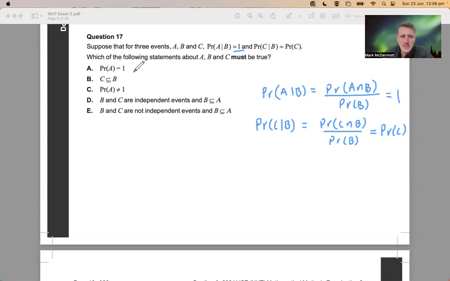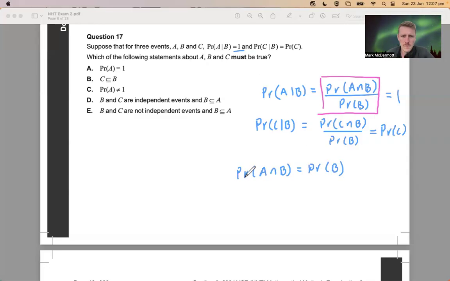Okay, from this top line, we can see that the probability of A and B divided by the probability of B equals 1. So therefore, the probability of A and B equals the probability of B. We also know this: the probability of C and B equals, if you multiply the probability of B to the other side, the probability of C multiplied by the probability of B.